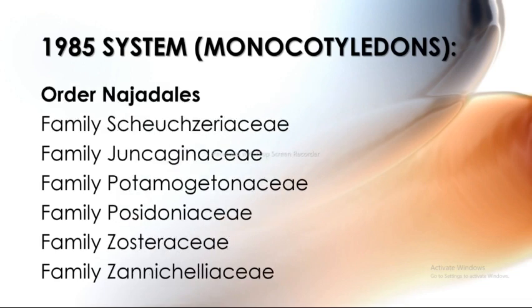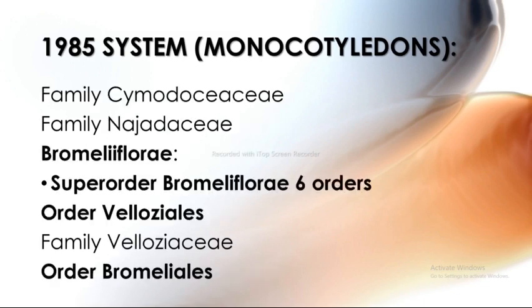Next order is the Nagidae, which includes the family Schuchzariaceae, Juncaginaceae, Potamogytonaceae, Posidoniaceae, Zosteraceae, and Zanicaliaceae. Next family is the Cymodoccaceae, and the next family is Nageraceae. Next superorder is the Bromeliiflorae, and this Bromeliiflorae includes 6 orders.